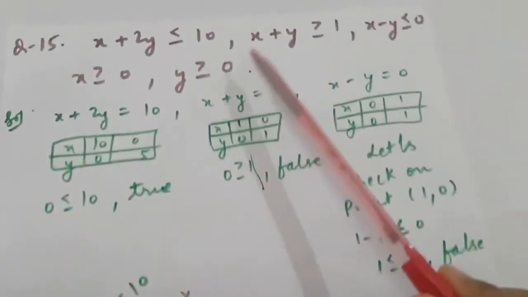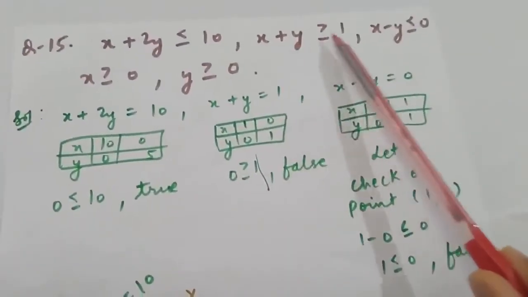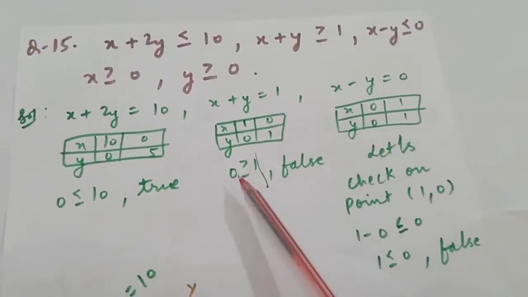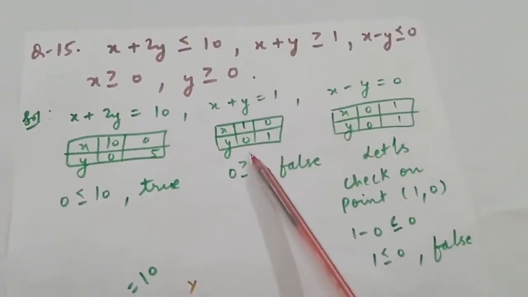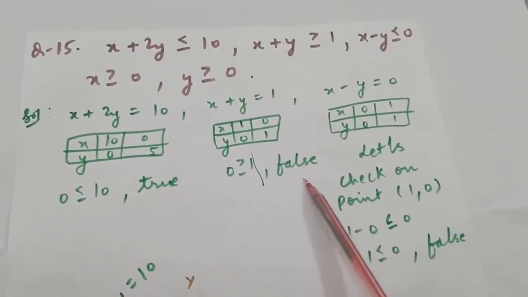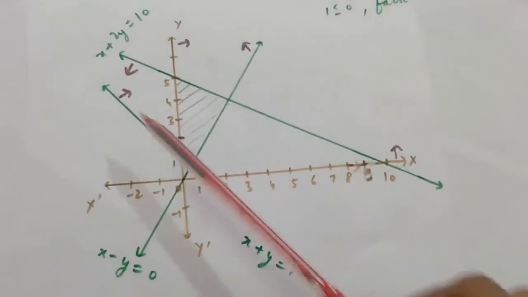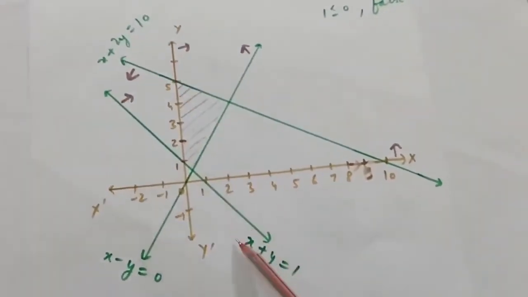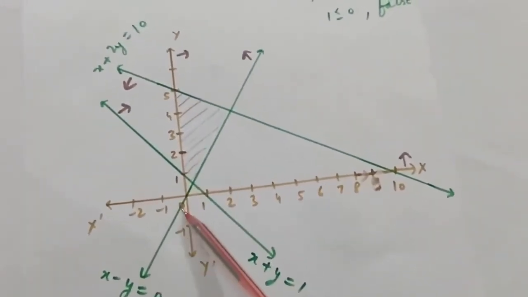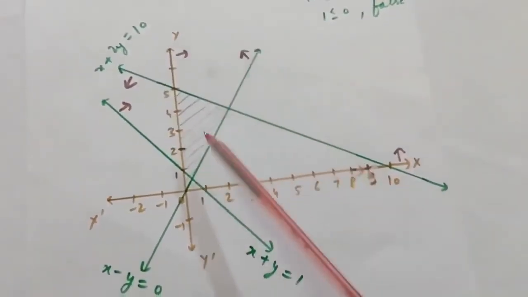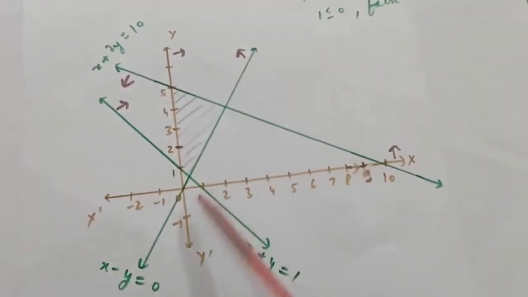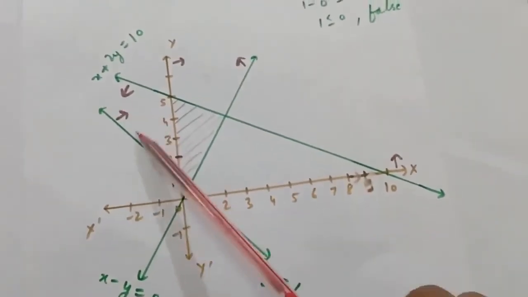Next is x plus y equal to greater than 1. So when you will put 0 in place of x and y, it will come 0 equal to greater than 1, which is false. So the solution will lie on the side of this equation away from the origin. So see, origin is this side. So the portion away from the origin will be on this side, right? Which is not containing the origin. So arrow will be on this side.